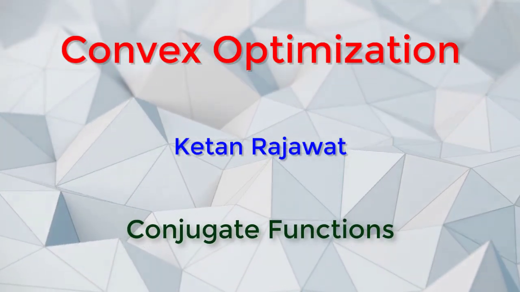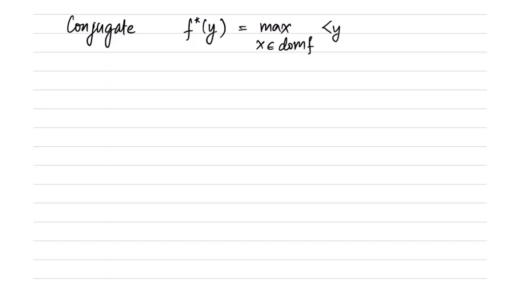We take a look at conjugate functions. So the conjugate function is defined as f star of y equal to max over x belonging to domain of f, inner product of y comma x minus f of x. So that is the definition of the conjugate function.